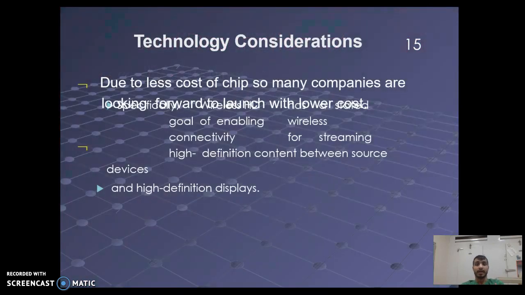Let's talk about technology consideration. Due to the lower cost of chips, many companies are looking forward to launching with lower cost. The goal is enabling wireless connection for streaming high definition content between a source device and a high definition display.